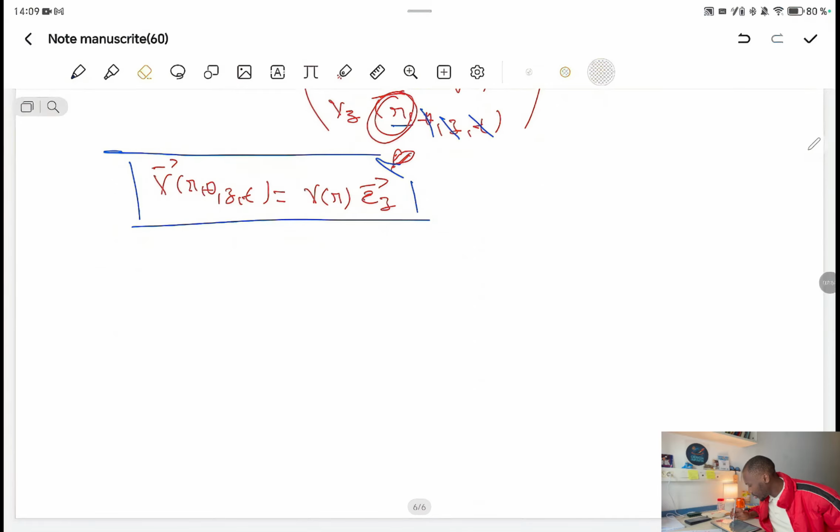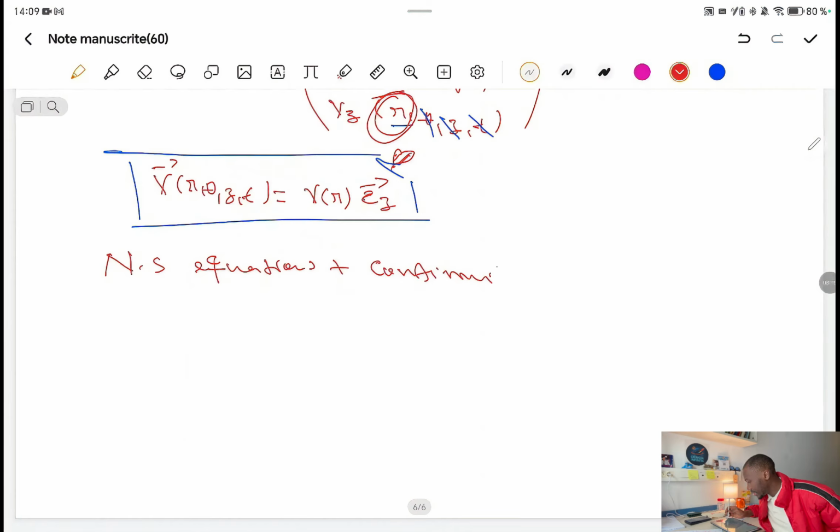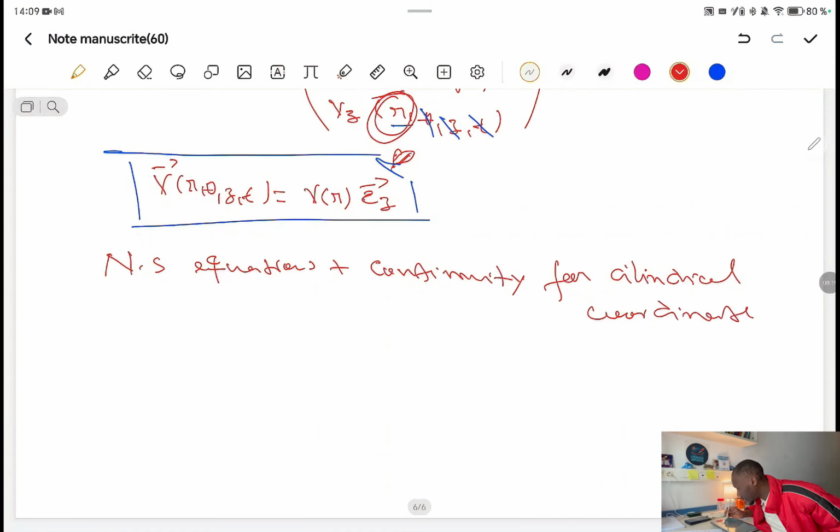And then we have the Navier-Stokes equations, plus continuity for cylindrical coordinates. Let's say our Navier-Stokes equation is actually this.